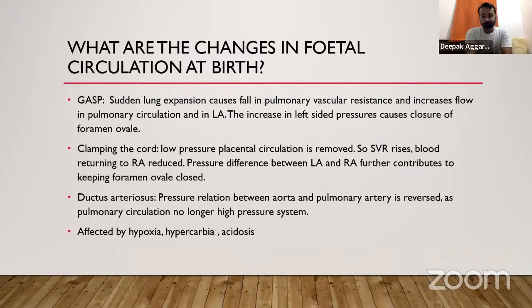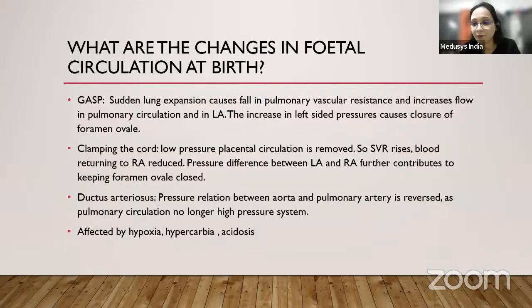So basically, bullet answers, like, what happens at birth. You answered perfectly, just 3 points. First is clamping of the cord, and you said it perfectly. SVR rises, blood returning to the RA is reduced. So there is a difference in pressures between LA and RA. That gives rise to functional closure of the foramen ovale.